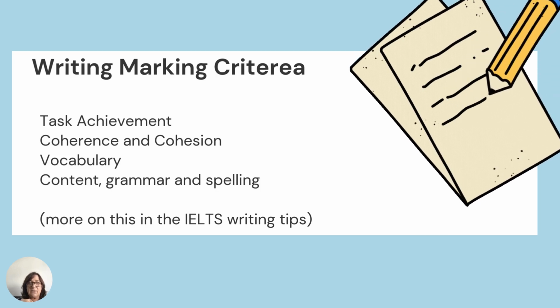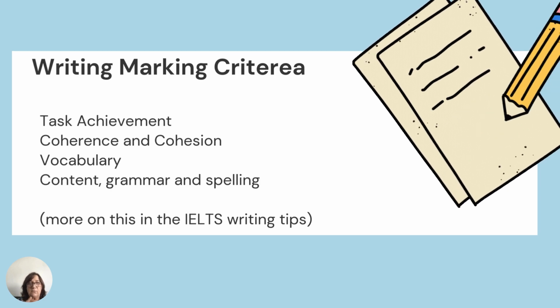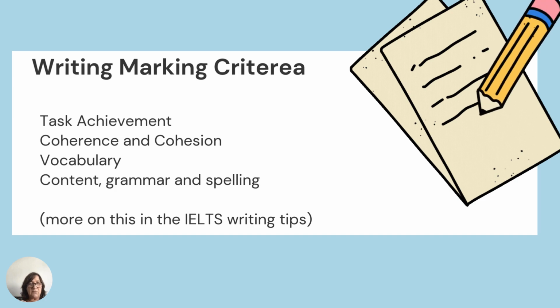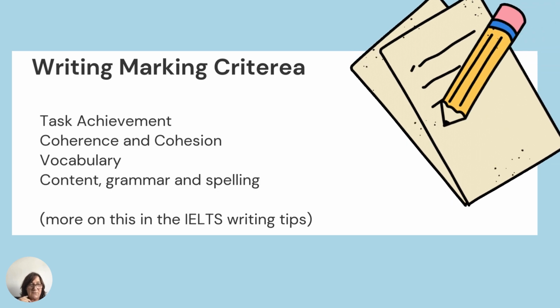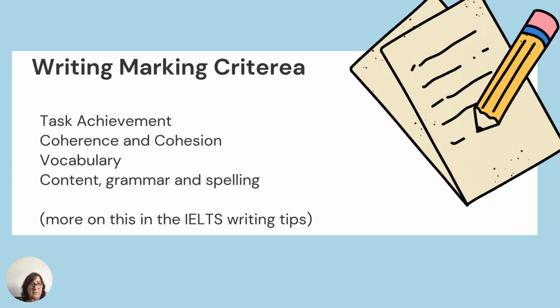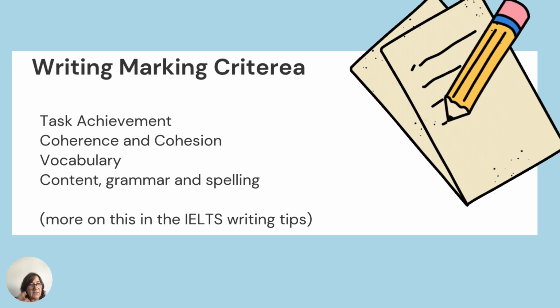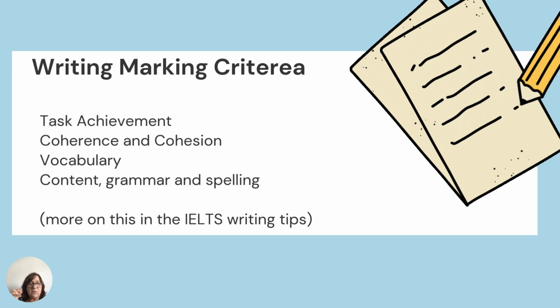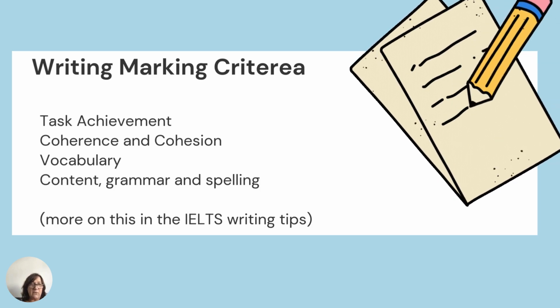And the marking criteria is the same for writing and speaking, very similar. So bear this in mind, it's task achievement. Did you answer the question properly? If they say 150 words, did you write 150 words? And then coherence and cohesion. How did it flow? Was it connected in some way? Did you use good words to link the ideas in each paragraph?